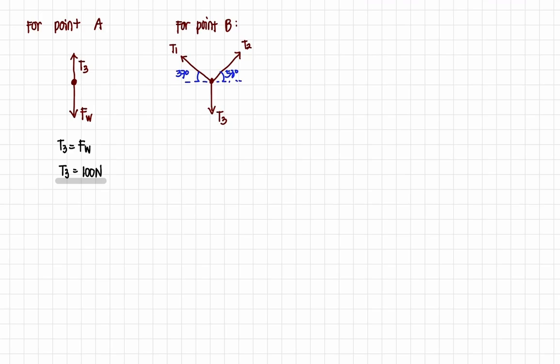Now, how are we to find the magnitude of T1 and T2? Okay, so because these are oblique lines, it means that each has a vertical and a horizontal component. Now, for the horizontal component, we're going to make a summation of the horizontal components.